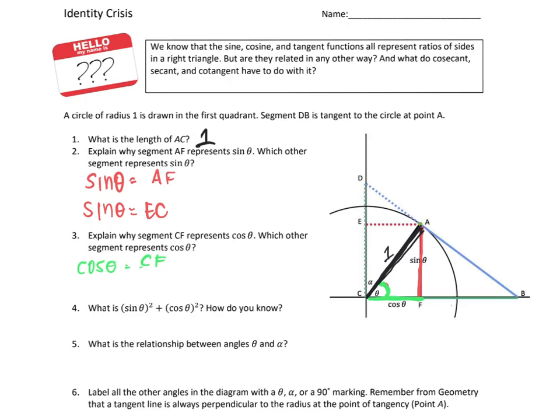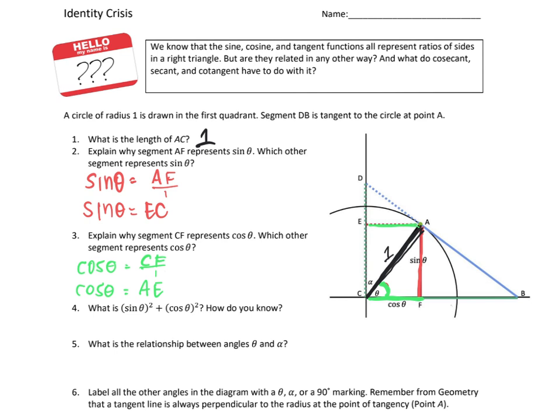And then which other segment represents cosine of theta? That would be AE. And I'm going to actually just leave the divide by 1 over here so that we're answering the question, explain why.